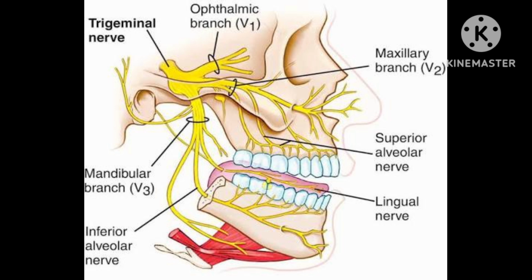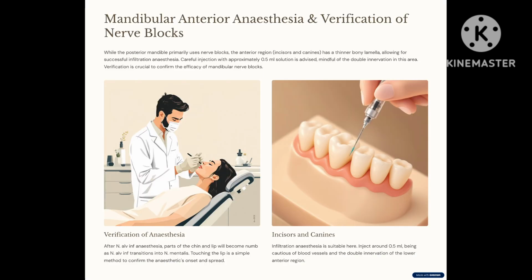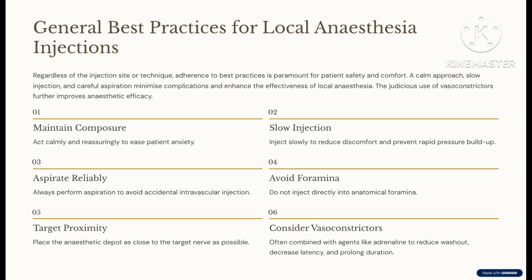Anesthesia of incisors and canines. In the anterior region of the mandible, incisors and canines, the bony lamella is thinner, and infiltration anesthesia can be used. Inject about 0.5 milliliters and be careful with blood vessels. Note that the lower anterior region has double innervation.